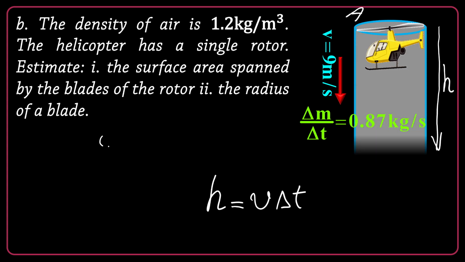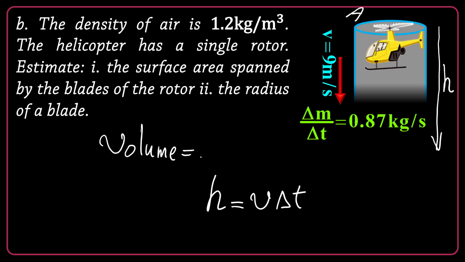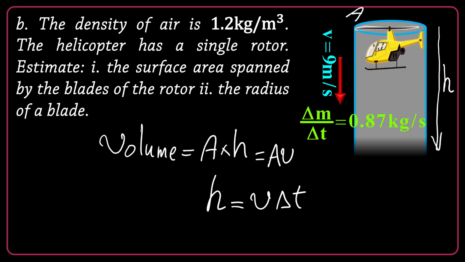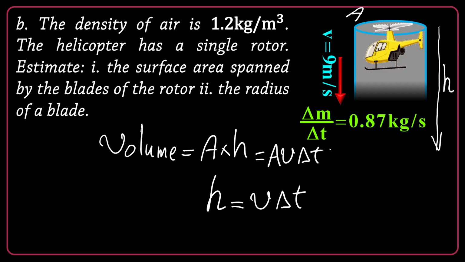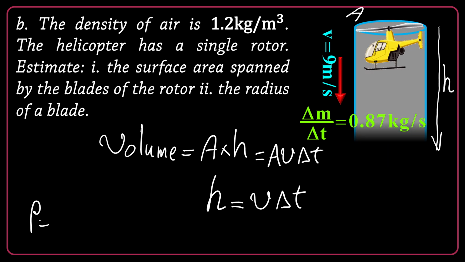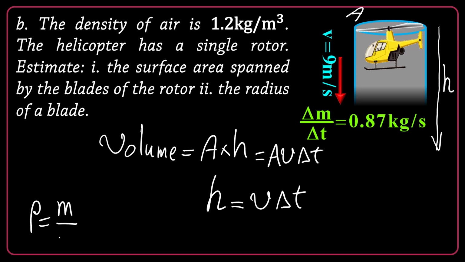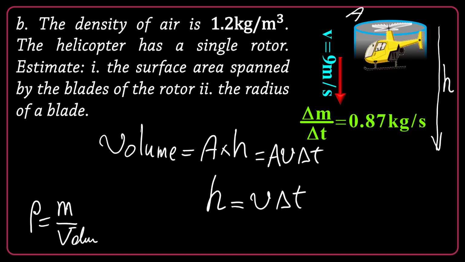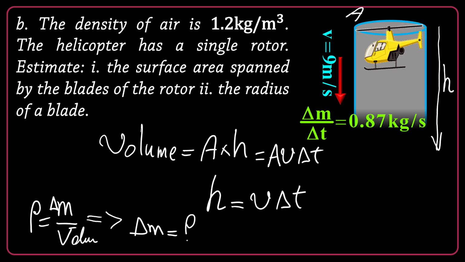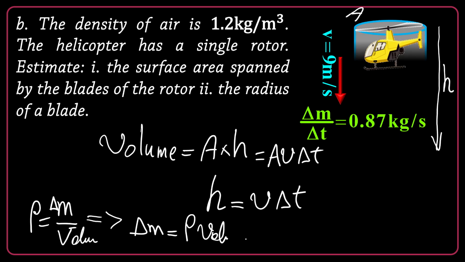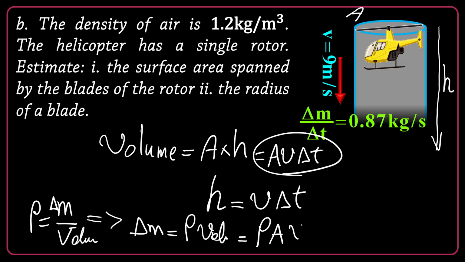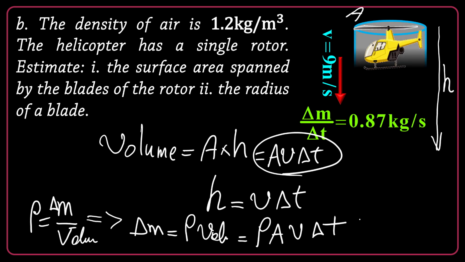Now the volume of the cylinder is area of the base times h. So it can be A times v delta t. And then go back to the basic definition of density. Density is mass divided by volume. Let's say the mass to be delta m. So delta m is going to be rho times volume, and it's going to be rho times volume, which is A v delta t. We can use it easily in this equation.